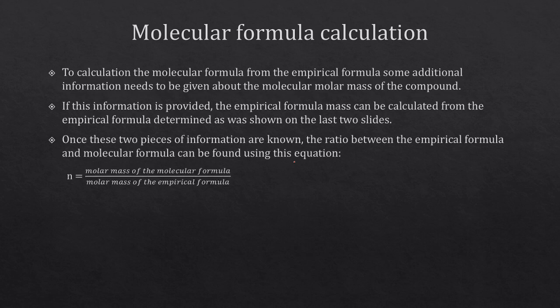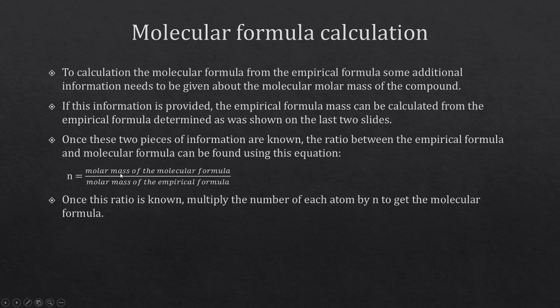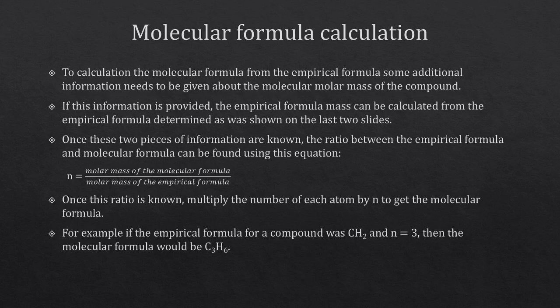Once the two pieces of information are known, your empirical formula and your molecular formula molar mass, we can use this formula. The molar mass of the molecular formula divided by the molar mass of the empirical formula gives you a factor known as N. N is the ratio of what we need to multiply all the numbers by to get to a molecular formula. For example, let's say we had the compound CH2 and we calculated that N was equal to 3. Then the molecular formula for that is going to be C3H6.